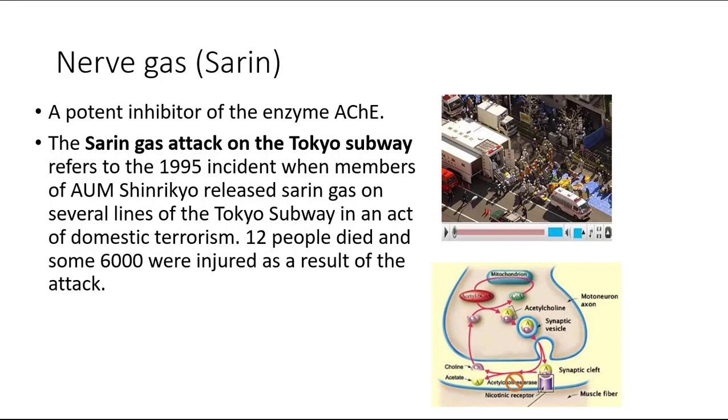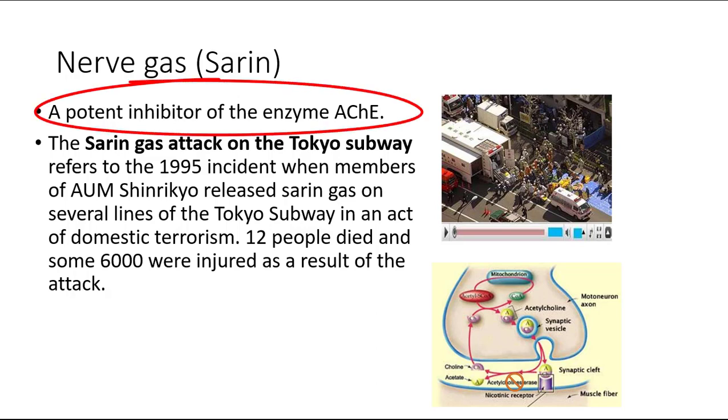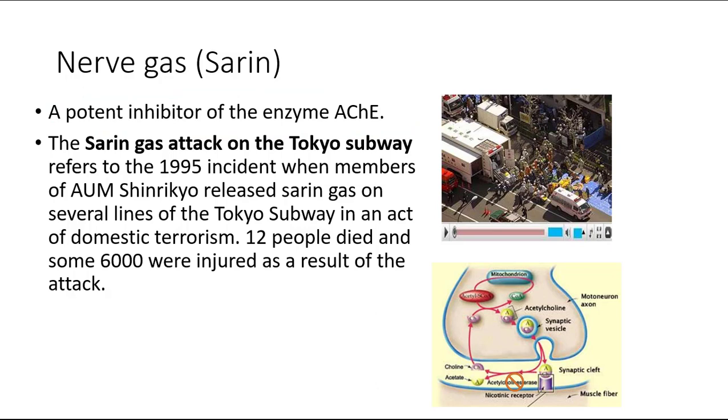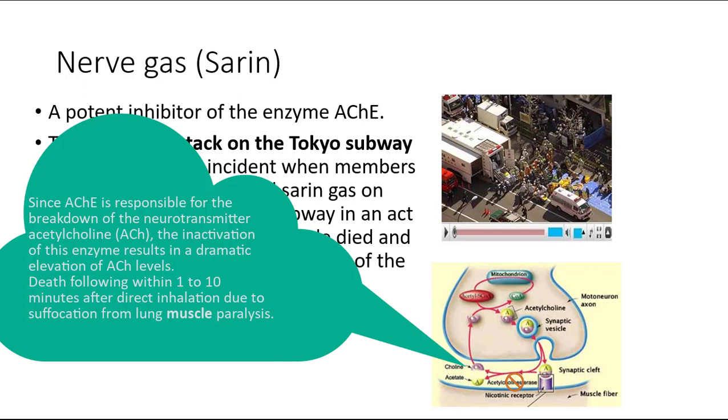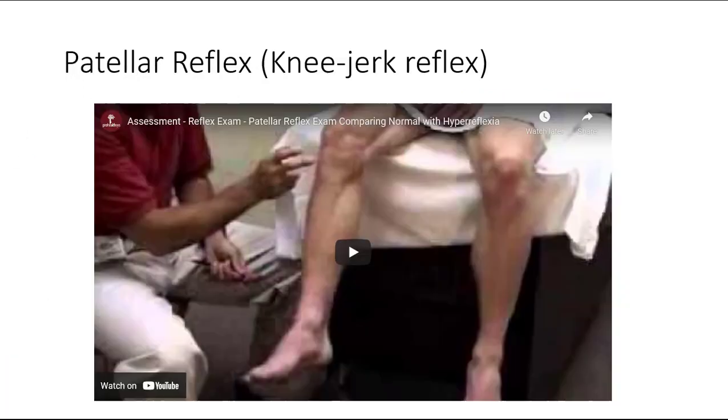Sarin is a highly toxic nerve agent produced for chemical warfare. Sarin is a potent inhibitor of the enzyme acetylcholinesterase. Since acetylcholinesterase is responsible for the breakdown of the neurotransmitter acetylcholine, the inactivation of this enzyme results in dramatic elevation of acetylcholine level. That's followed within 1 to 10 minutes after direct inhalation by suffocation from lung muscle paralysis. This is a reflex of proprioception.